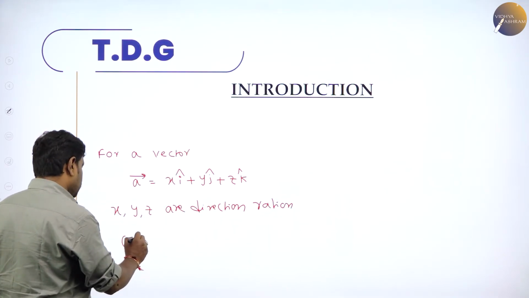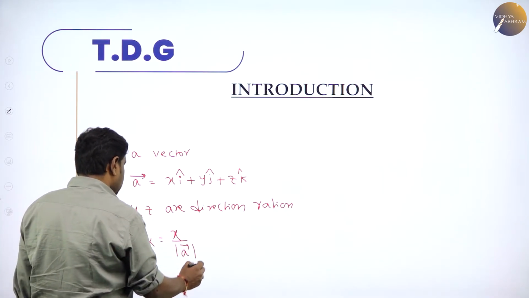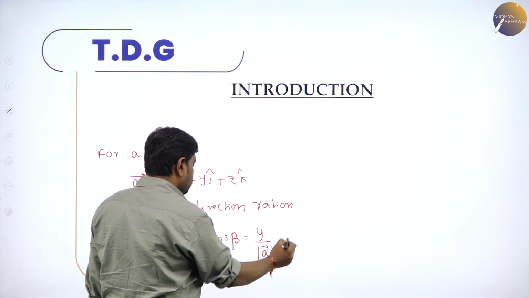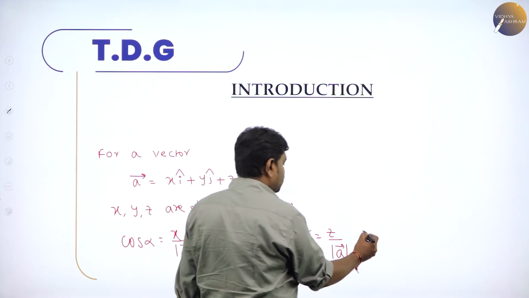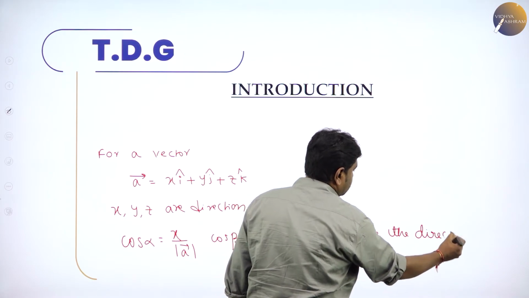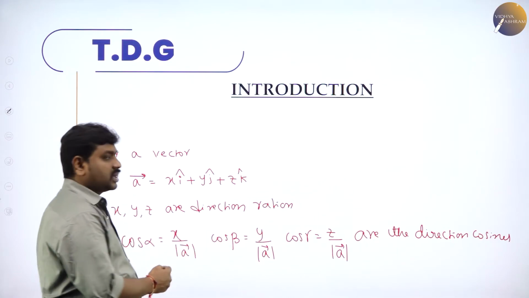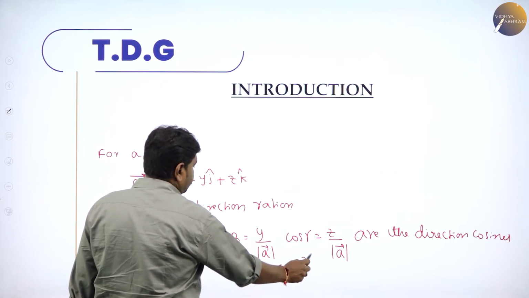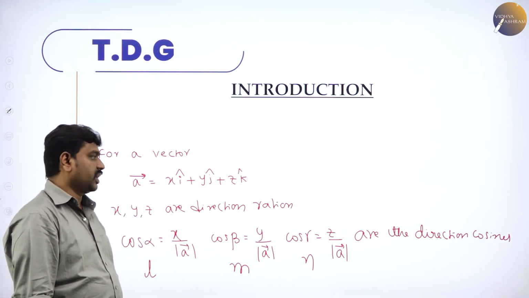And cos alpha is equal to x by magnitude of vector, cos beta is y by magnitude of vector, cos gamma is z by magnitude of vector. These are the direction cosines. We call them direction cosines. And instead of calling them cos alpha, cos beta, cos gamma, you can also call them L, M, N. So L is x by magnitude, M is y by magnitude, N is z by magnitude.